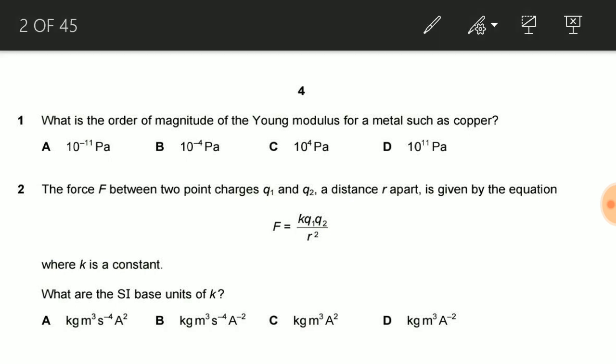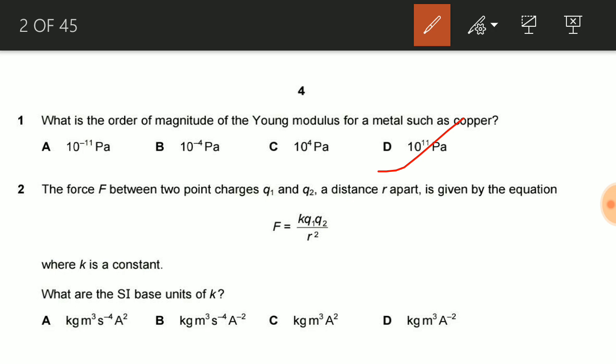In this question, it is asked which is the magnitude of Young's modulus of copper. Generally, the magnitude of Young's modulus is in the order of 10 to the power 11. So 10 to the power 11 Pascal is the unit of Young's modulus. So option choice D is the correct answer.